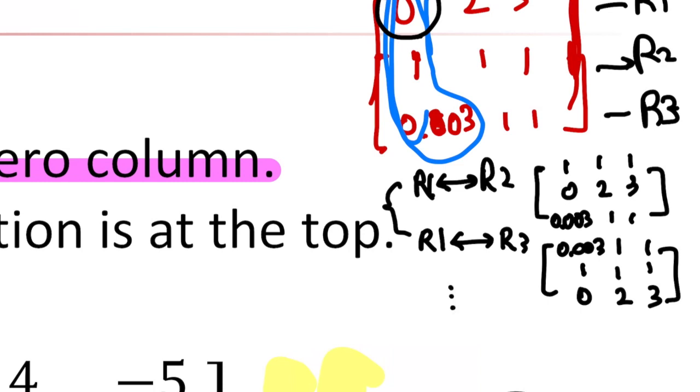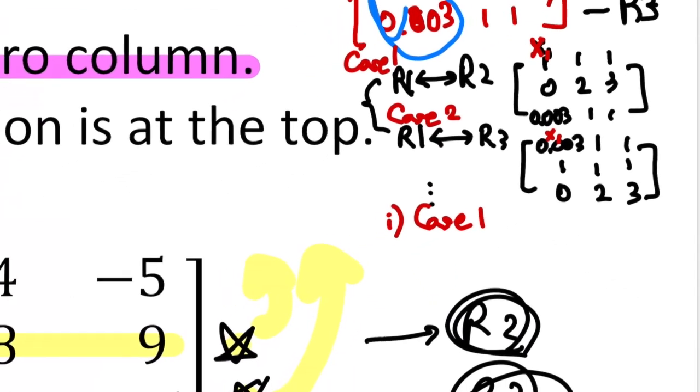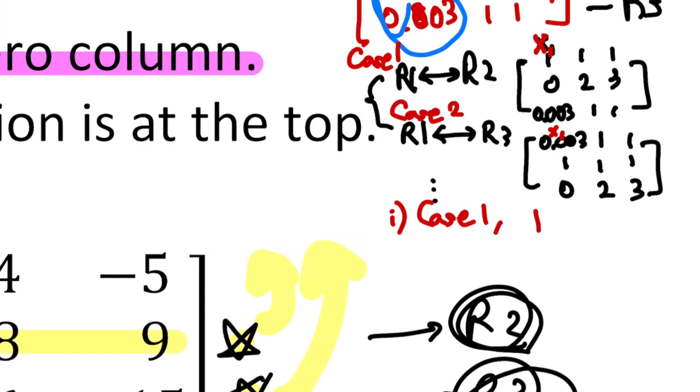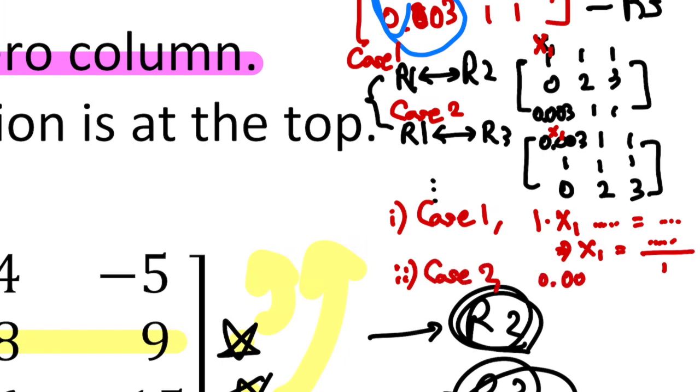After solving the method using some kind of procedure, when we want to find the solution of x1, let's say this is case 1, this is case 2. In case 1, 1 times x1 plus and so on equals and so on, right? So in this case, x1 equals the rest over 1, right? But in case 2, 0.003 times x1 plus and so on equals and so on. In this, x1 should be the rest over 0.003.